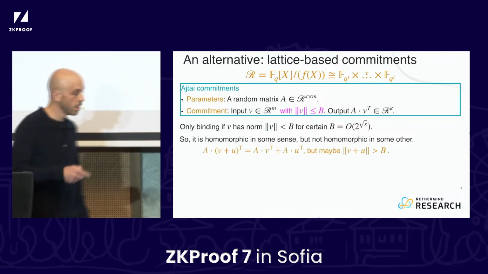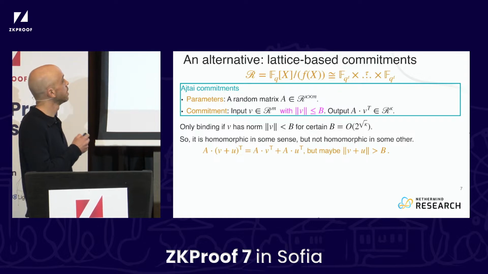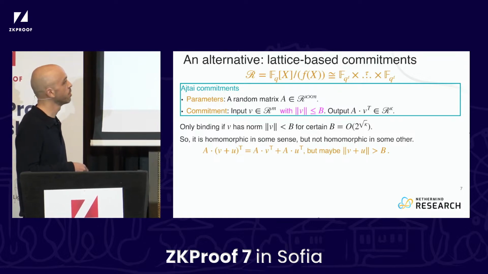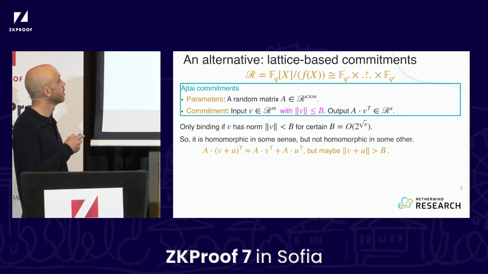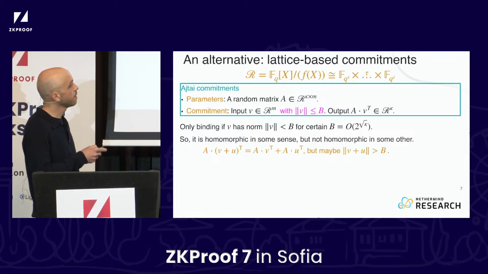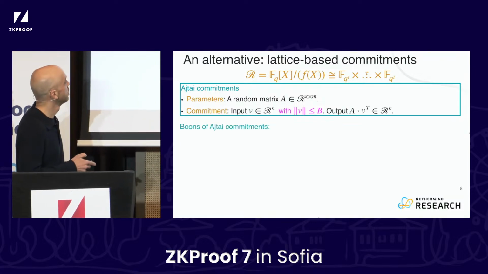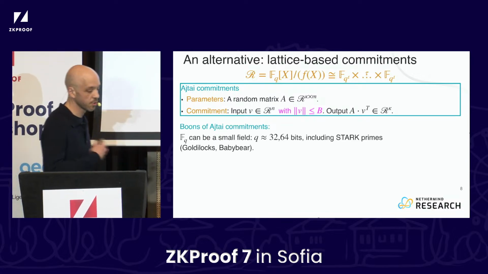Okay, so another issue that comes with this norm restriction is that the commitment scheme is only homomorphic in some sense. It's clear that if you commit to the sum of two vectors, you have the sum of the commitments, but maybe the sum of the two vectors is out of the range where you can commit. So it's technically not a homomorphic commitment scheme, though it does look like this and it's almost homomorphic.